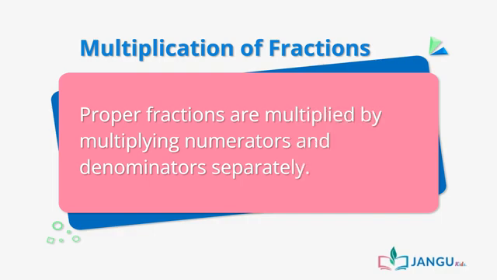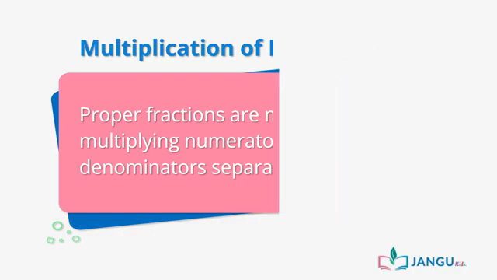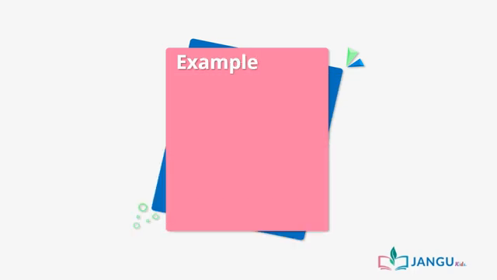Proper fractions are multiplied by multiplying numerators and denominators separately. For example, for 2 over 3 times 5 over 6, we can multiply the numerators 2 and 5, then the denominators 3 and 6. When calculated, we have 10 all over 18.